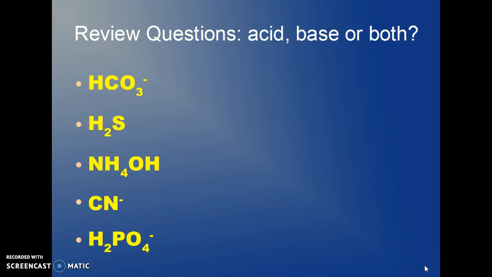So, we tell you these 5 ions or compounds, are they acids, bases, or both? Turn off the video, solve the equation. You might want to draw Lewis structures to help, and then check your answers.